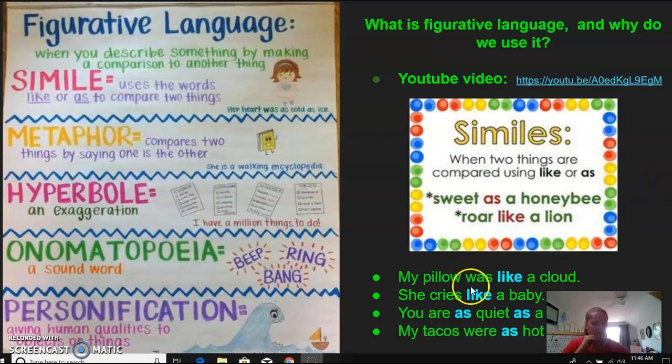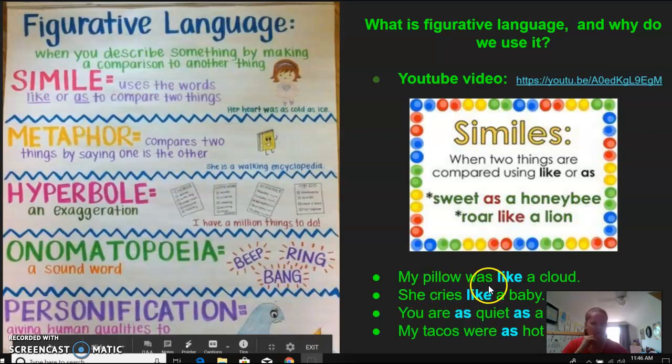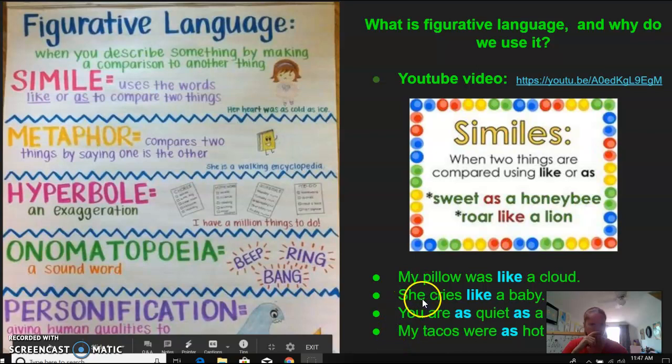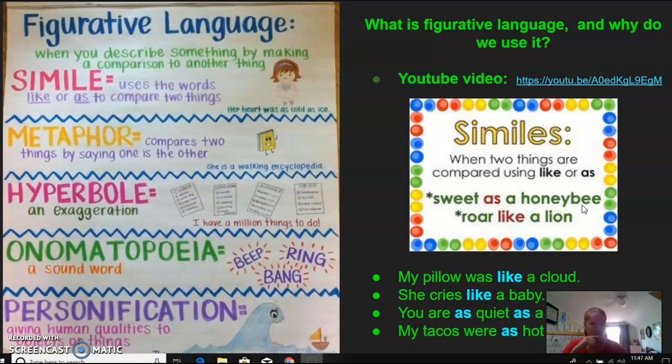And then I gave you some examples. My pillow was like a cloud. There's that word like. If I say my pillow was like a cloud, what that means is my pillow is probably really soft and light, if you think about a cloud. I also put, she cries like a baby. What does that mean? Well, think about a baby, right? Babies cry a lot. So whoever's crying is apparently crying a lot, just like a baby does.